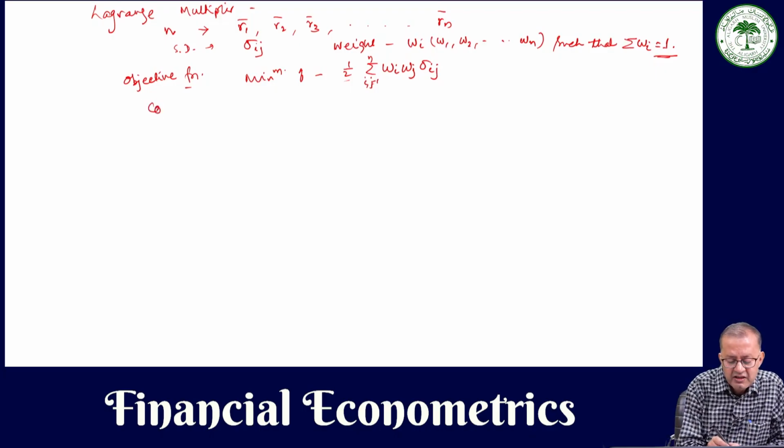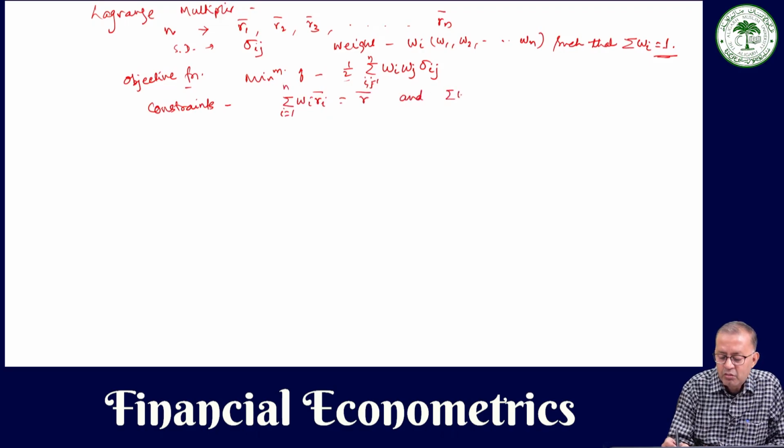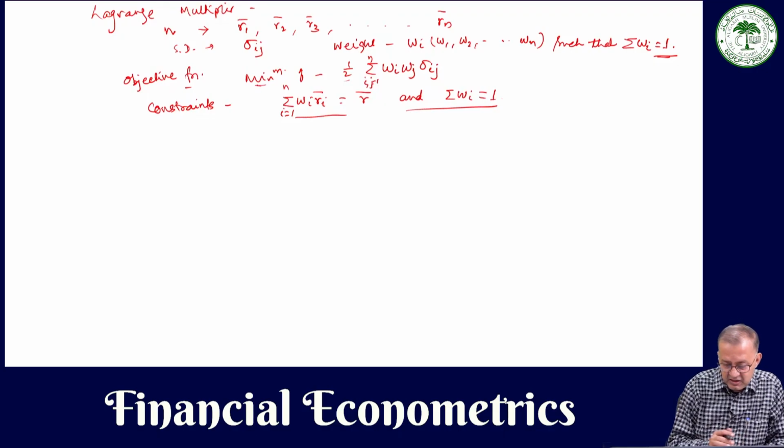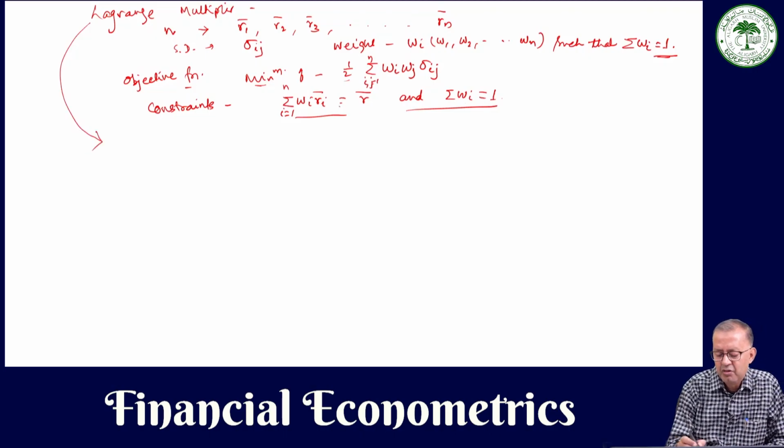And what are the constraints? The constraints here are sigma Wi Ri bar, i equal to 1 to n, equal to R bar, and sigma Wi is equal to 1. So two constraints are there. This minimization of the objective function is done with the use of Lagrange multipliers. Since two constraints are there, we will be using two Lagrange multipliers. Let one be denoted by lambda and the other by mu.